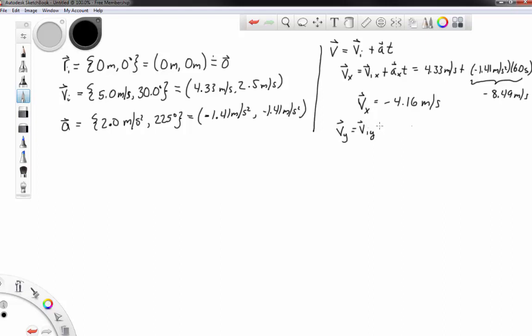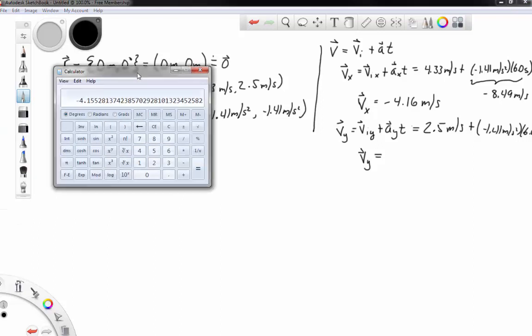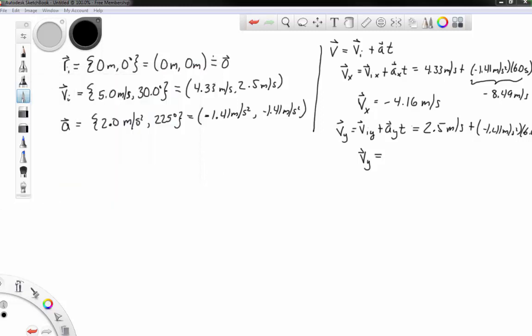To get the y part, we do basically the same thing. Vy is V initial y plus Ay t, which is going to be 2.5 meters per second, plus this stuff is all the same for y, so minus 1.41 meters per second squared times 6 seconds. So now that means that Vy finally is going to be negative 8.49 plus 2.5 gives us negative 5.99. So minus 5.99 meters per second.